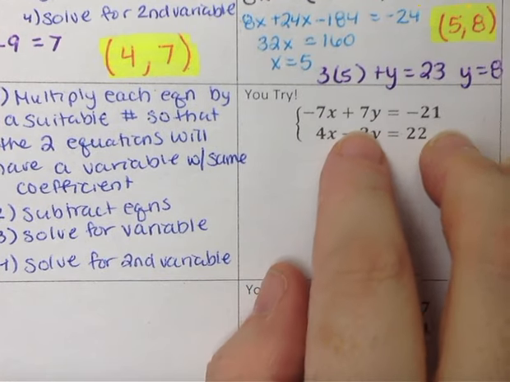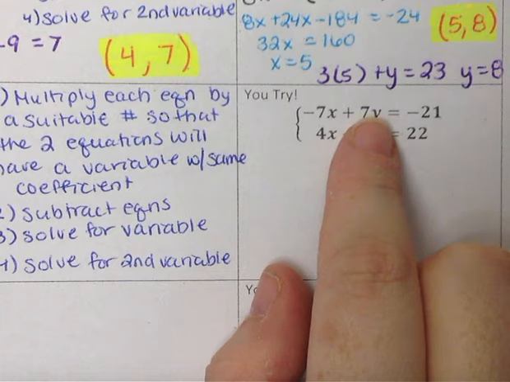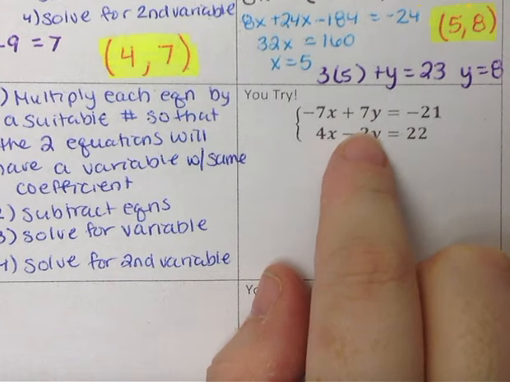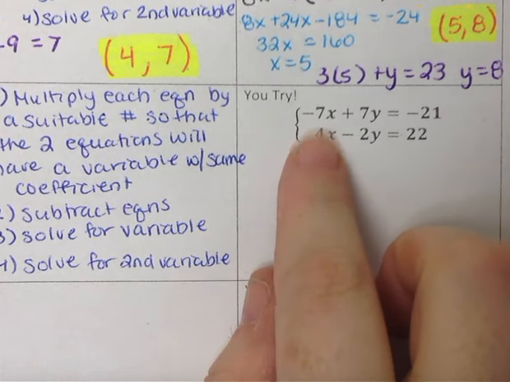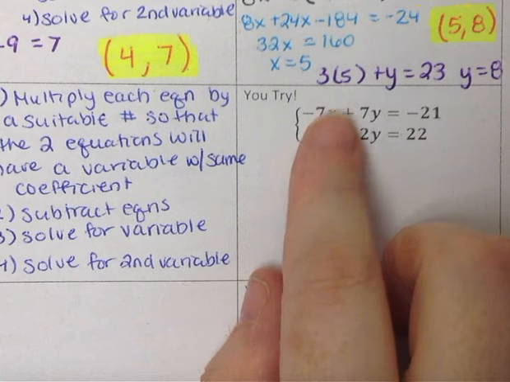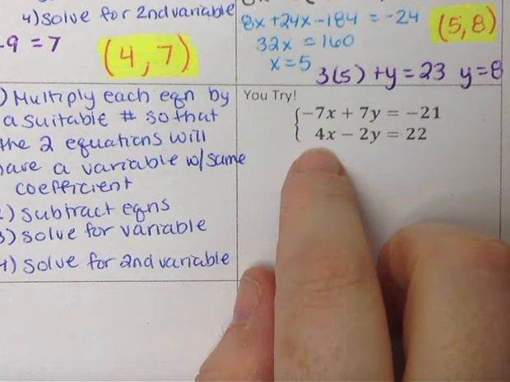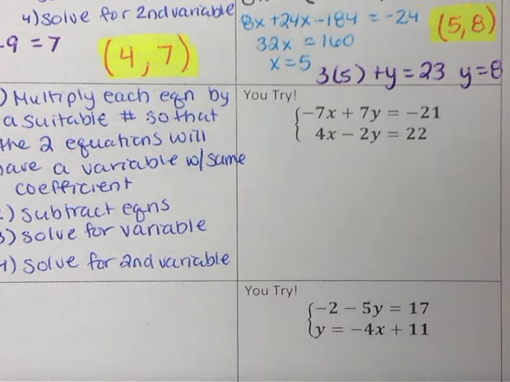Sometimes if you have a variable that has a number, a coefficient, and then the second variable has a 1 in front of it, you only have to multiply one of the equations. But in this example, because the variable has two different coefficients in either one of these, we will have to multiply both equations by something.